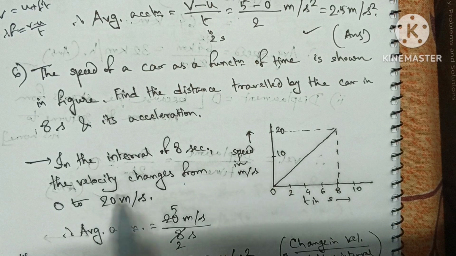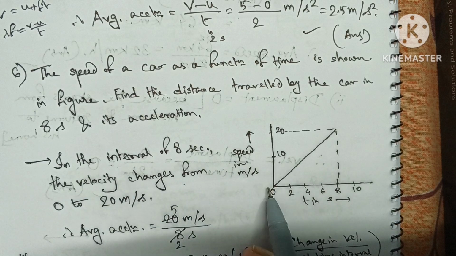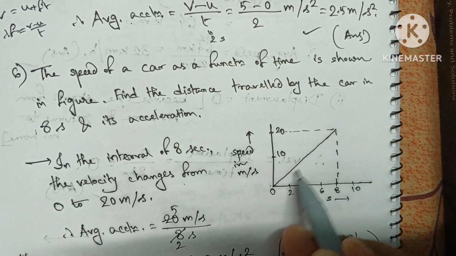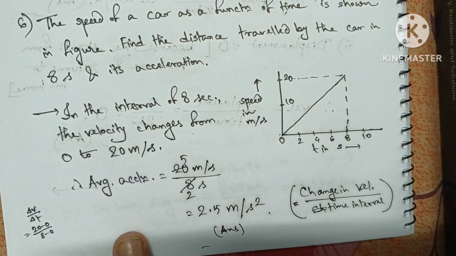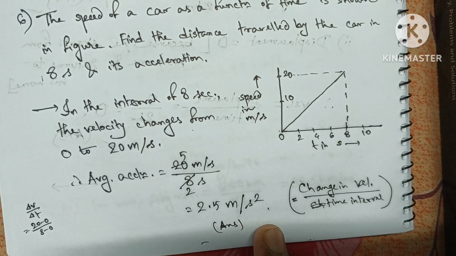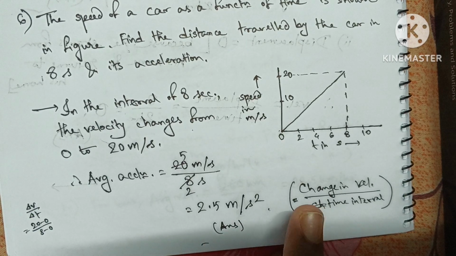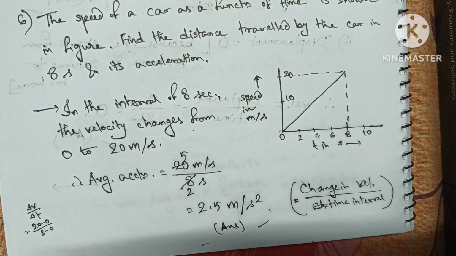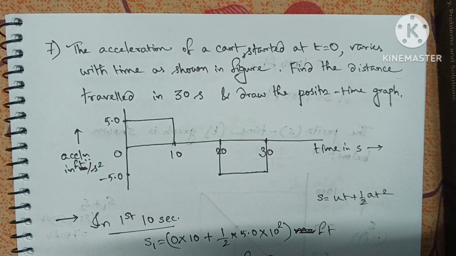Now from the figure we get, in the interval of 8 seconds, the velocity changes from 0 to 20 meter per second, right? So average acceleration is equal to 20 meter per second over 8 seconds, and calculating we get 2.5 meter per second square. That is change in velocity, and average acceleration is change in velocity over time interval, right? This is the answer.